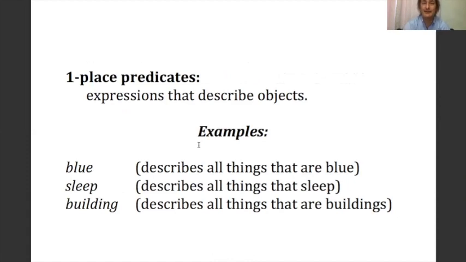Then we have one-place predicates. These are expressions that describe objects. Blue, describing things that are blue. Sleep, describing things that sleep. Building, describing things that are buildings. There are different categories. Blue is an adjective, sleep is a verb, building is a noun, but they all at least share this property, that they all seem to be true of individual objects. They are one-place predicates.